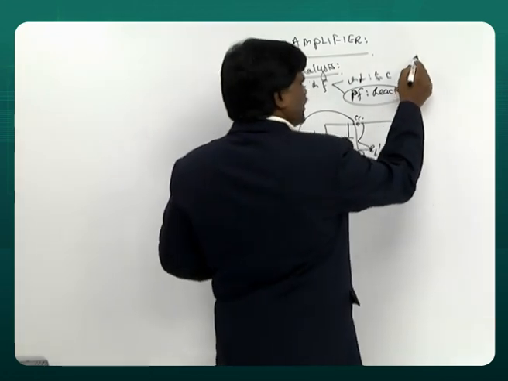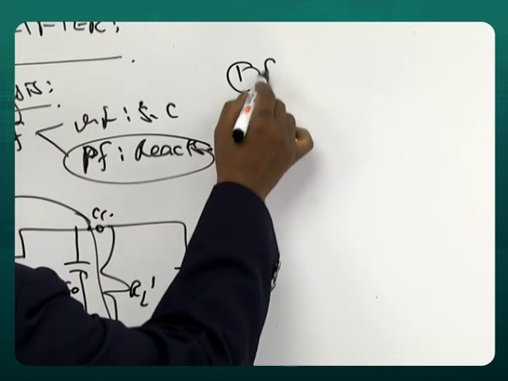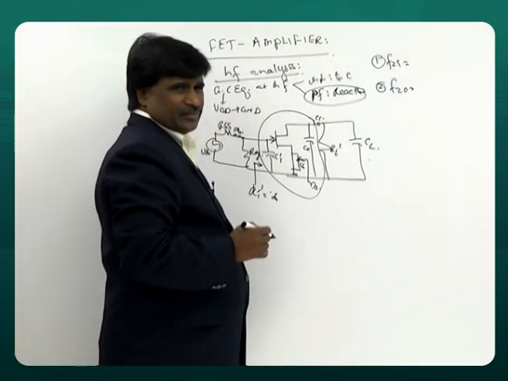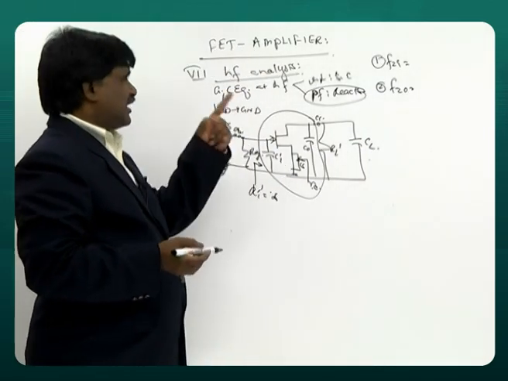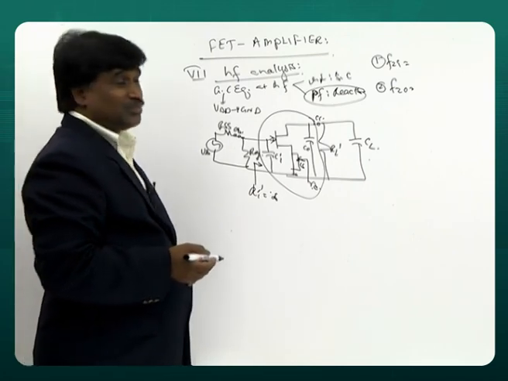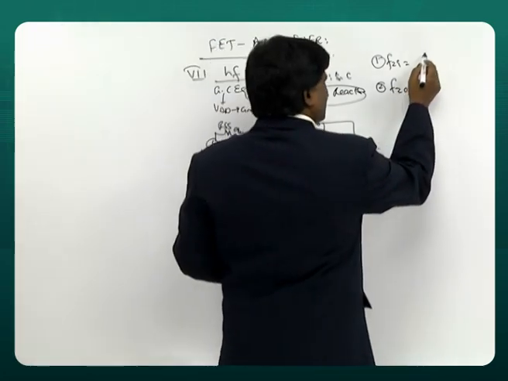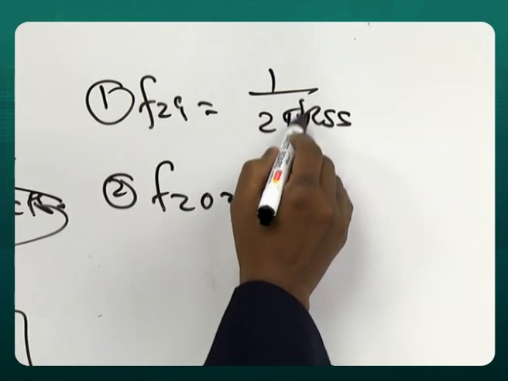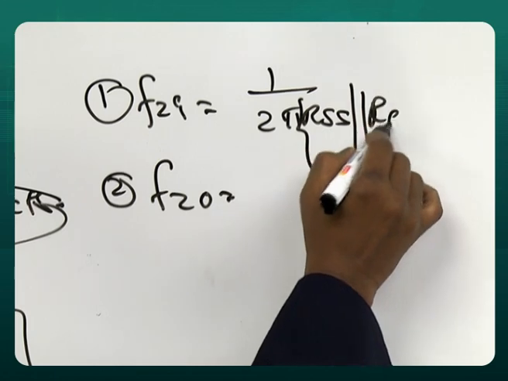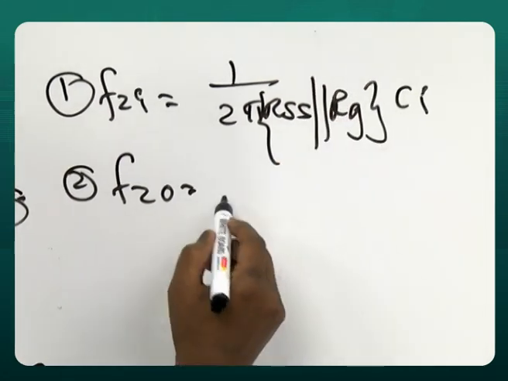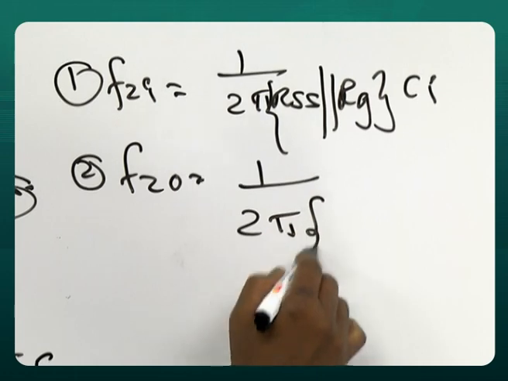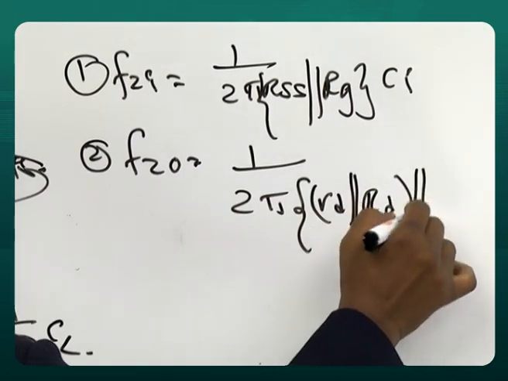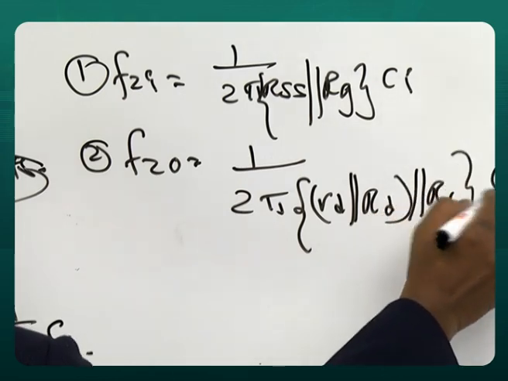Now I have to calculate input cutoff, output cutoff. Because it's high frequency, I am calling it F2. What is input cutoff here? 1 by 2 pi, RS parallel RG, into CI. And output: 1 by 2 pi, small rd parallel capital RD parallel RL, into CO.